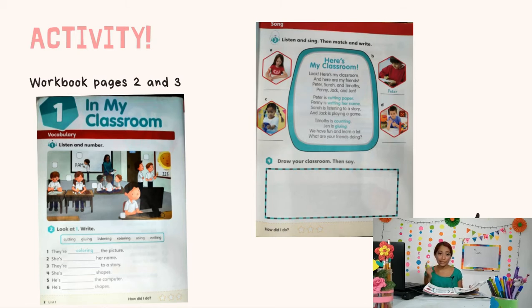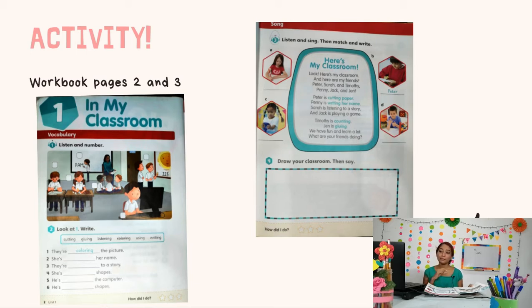Okay, so that's it. If you need to listen to it again, you can go back. Exercise number 2 says look at one and write. Okay, and there you have a box and you have 6 options, but one is already used. You have cutting, gluing, listening, coloring, using, and writing, okay? Number 1 is already answered. They're coloring the picture.